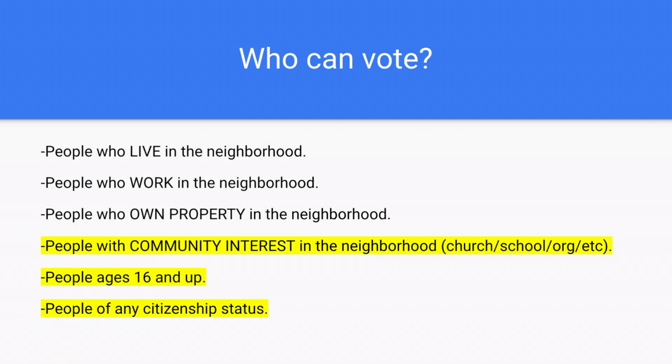Who can vote? Anyone who lives, works, owns property, or has community interest in the neighborhood, meaning they go to church, school, an organization, etc. They have to be 16 and up, but they can be of any citizenship status.